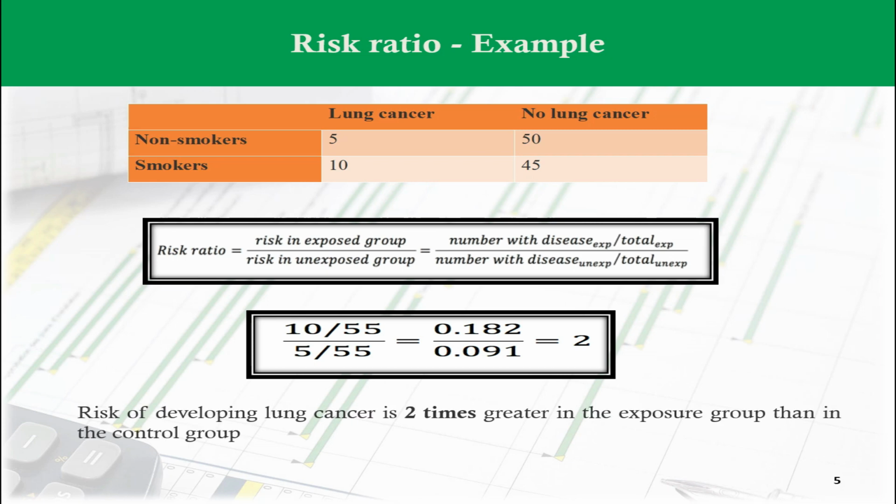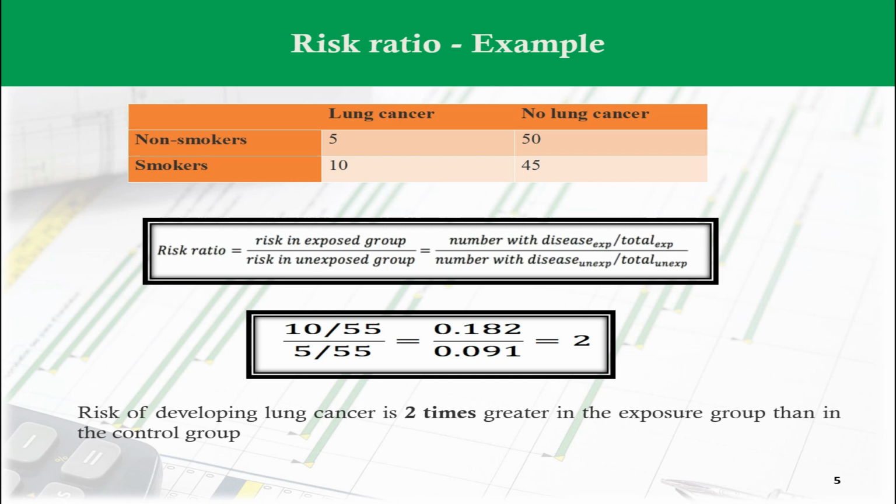This means that the risk of developing lung cancer is 2 times greater in the exposure group than in the control group. A risk ratio of 1 implies that there is no difference, and a ratio of less than 1 would imply that the exposure had a protective influence over the outcome.